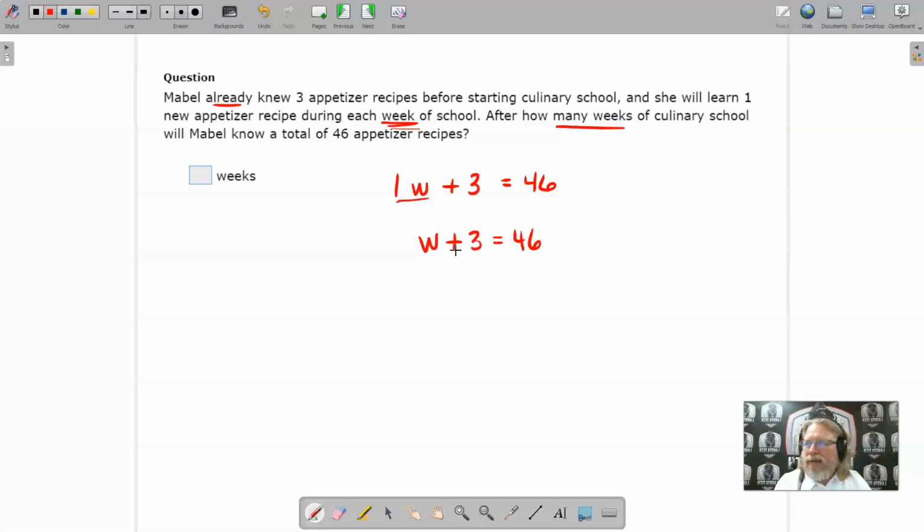The 3 is tied to the W through addition. Let's use subtraction to undo that. And we're going to subtract the very number we wish to get rid of. And what we do to one side, we're going to do to the other. And so we end up with just W here because the 3's cancel each other. And 46 minus 3 is 43. No division going on here. So it's 43 weeks. And that makes sense, right? In 43 weeks, if she learns 1 per week, she'll know 43 of them 43 weeks from now, but she already knew 3, so that would be a total of 46.